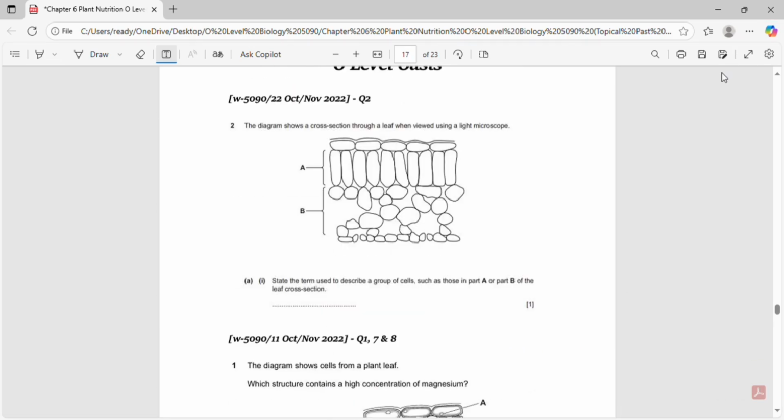Then this question says, the diagram shows a cross-section through a leaf when viewed using a light microscope. The diagram shows a leaf cross-section with labels A and B. It asks, state the term used to describe a group of cells, such as those in part A or part B of the leaf cross-section. We know that A is the palisade layer and B is the spongy layer, and both together make up the mesophyll, so we will simply write mesophyll tissue.